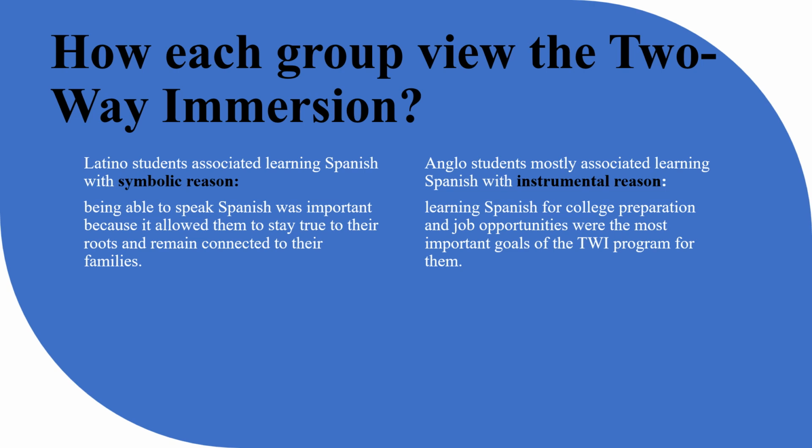The Latino student associated learning Spanish with symbolic reason because they were able to speak Spanish. It was important to them, and it allowed them to stay true to their roots and remain connected to their families. The Anglo student mostly associate learning Spanish with instrumental reason. Learning Spanish for college preparation and job opportunity were the most important goal of the two-way immersion program for them.